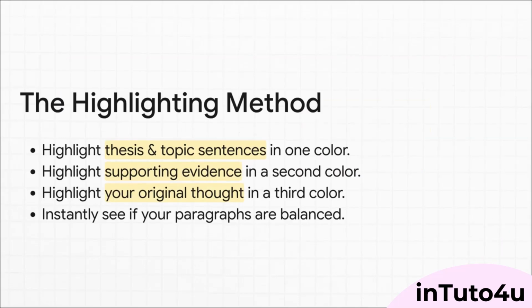Want a killer revision hack? Try this. Get 3 different colored highlighters. Now, go through your paper. Use one color for your main thesis and all your topic sentences. Use the second color for all your evidence, the quotes, the data. And use the third color for your own analysis, where you explain what it all means.